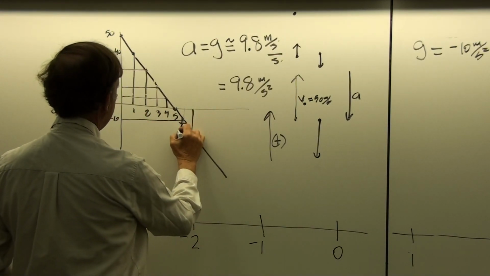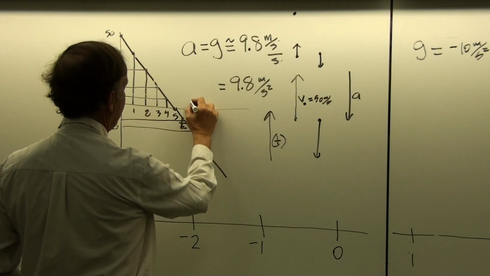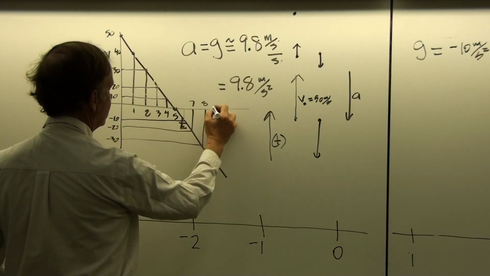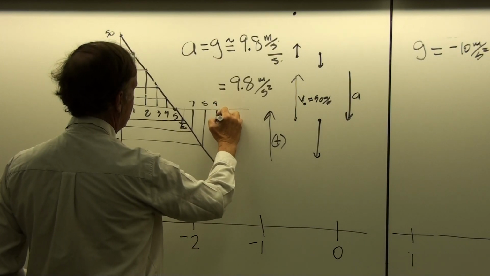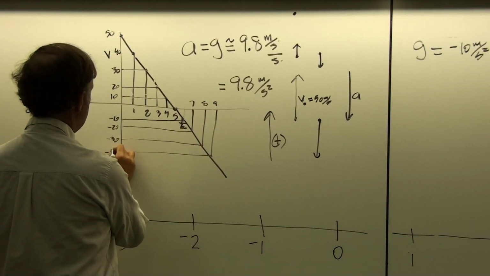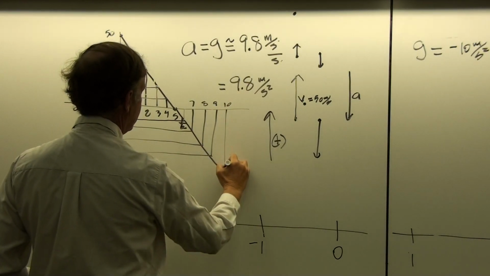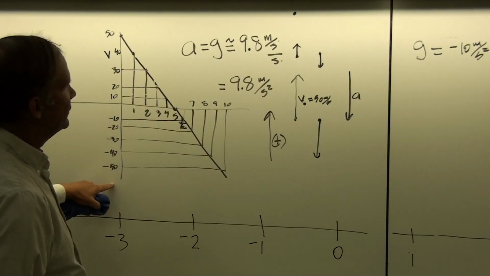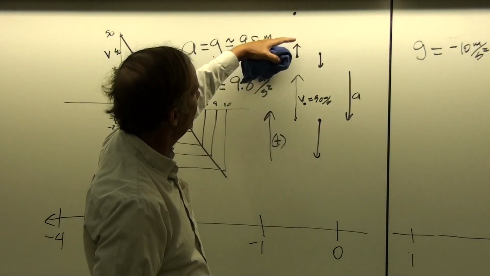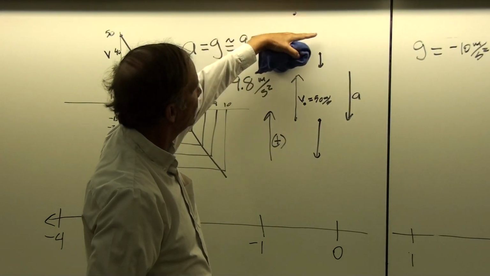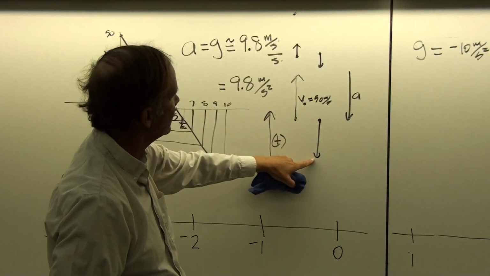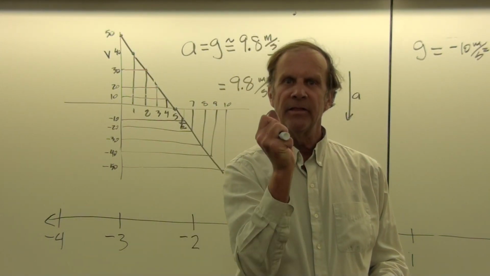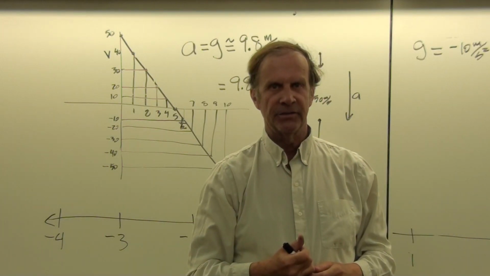And after 7 seconds, you'd be going minus 20. After 8 seconds, you'd be going minus 30. After 9 seconds, you'd be going minus 40. And after 10 seconds, you'd be going the same speed that you were when you started, minus 50. And so first you're slowing in the positive direction, then speeding back up in the negative direction until you get to the point that you started from. And at that point, you're going the same speed, but in the opposite direction.